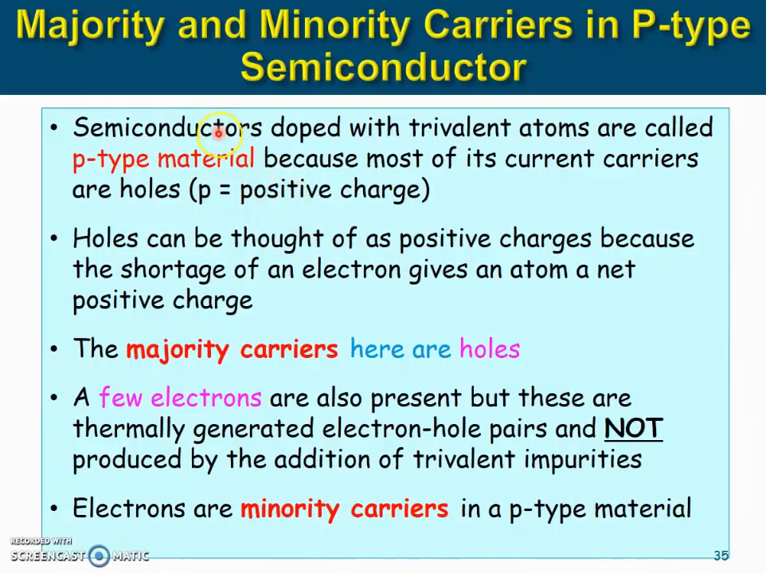In contrast to the N-type material, P-type material has many holes, and the holes are the majority charge carrier. But on the other hand, it has very few free electrons, so the electrons are the minority charge carrier.